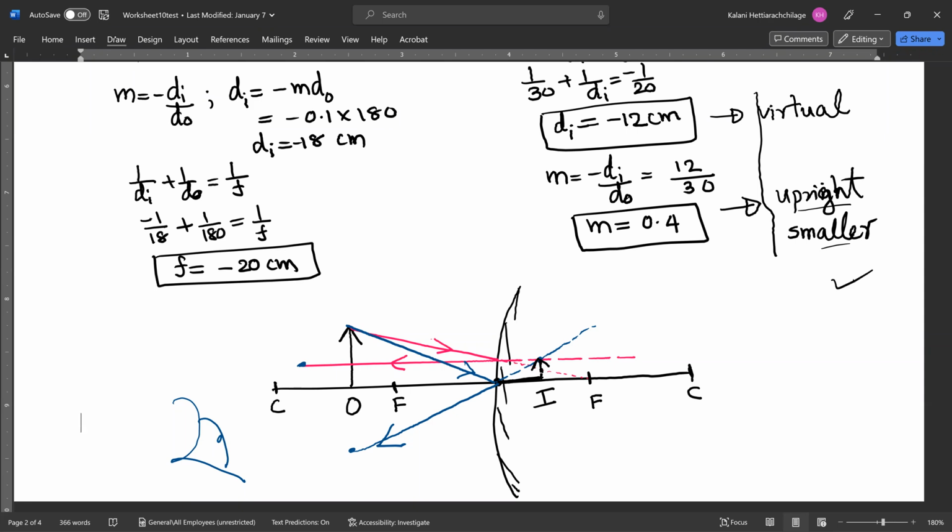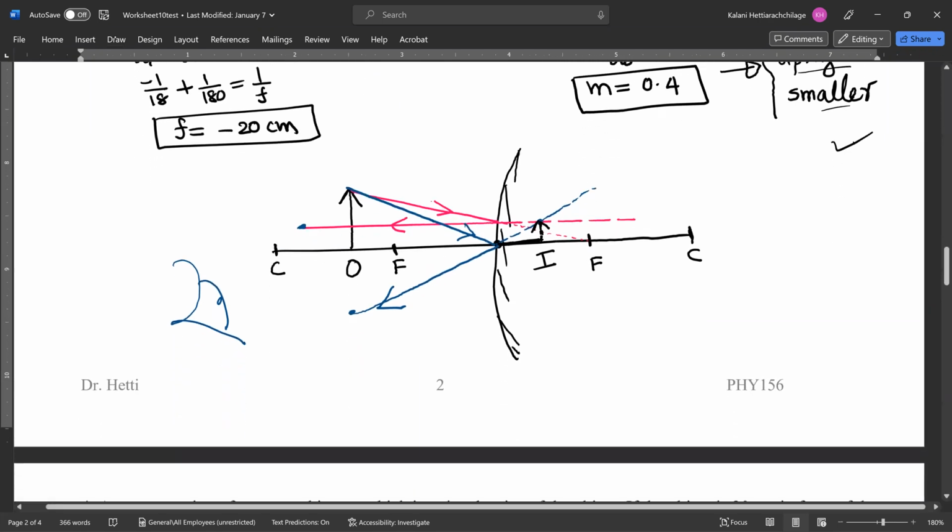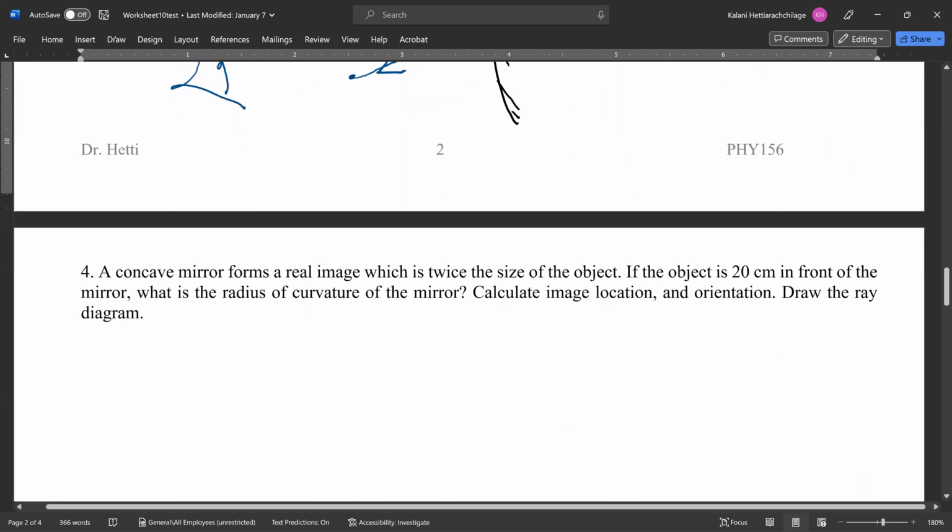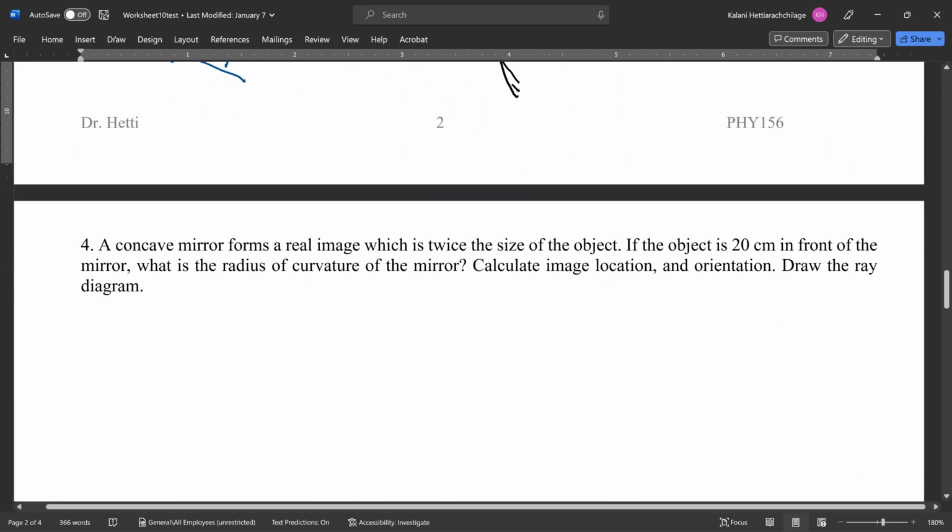Okay, so that will be your question number 3. And now we're going to move into question number 4. Question number 4 is a concave mirror, right? So now there is a concave mirror and twice the size of the object. If the object is 20 centimeters from the mirror, what is the radius of curvature of the mirror? Calculate the image. Okay, so now we need some information in here.